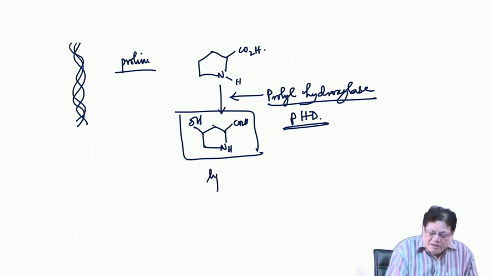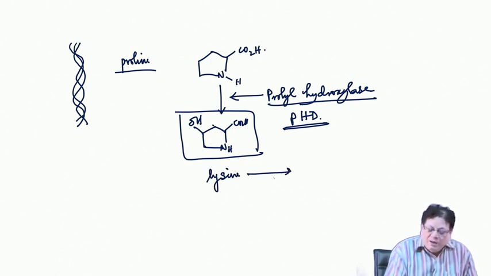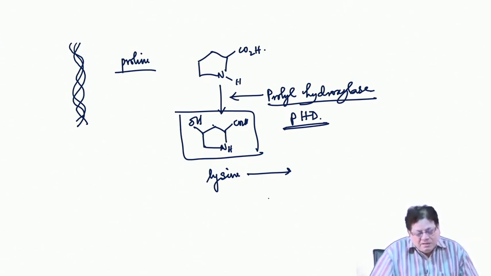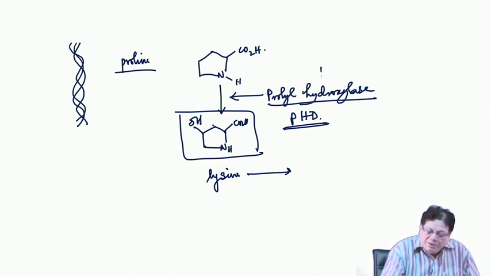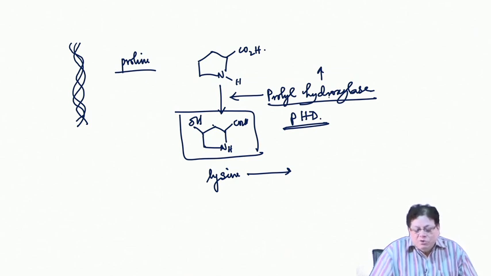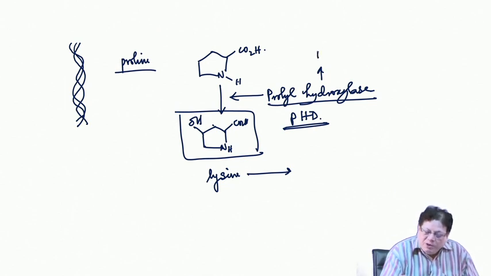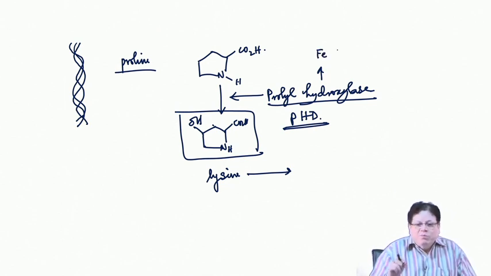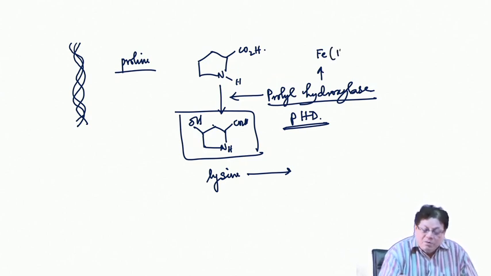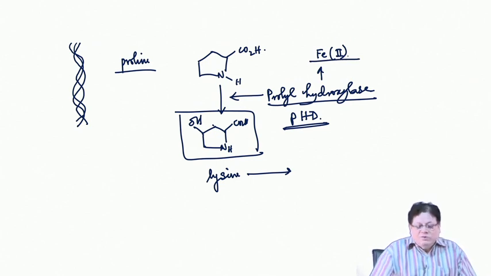Similarly, the lysine moiety can also undergo hydroxylation, but that will be by lysyl or lysine hydroxylase. Now, this enzyme requires, for the first time, a metal ion to catalyze a reaction, the metal ion as a cofactor. We know that metal ions are very important in some enzymatic reactions, and different metal ions, zinc, iron, cobalt, we have already encountered. Now we are encountering iron, the ferrous, as a cofactor.